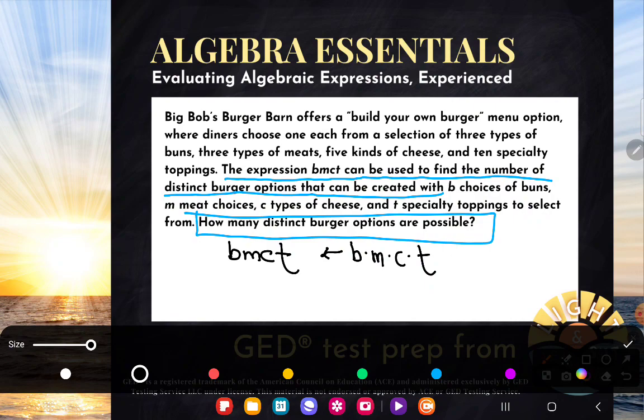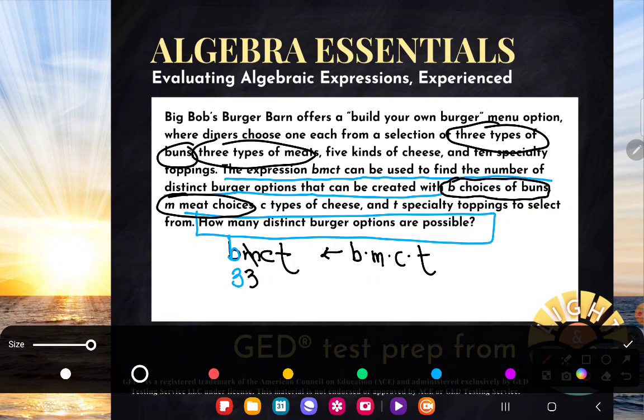Take a look back at what they told you what B was. They said B meant choices of buns. And they told you about choices of buns. You guys, there's 3 types of buns. That means B is not a mystery. B is a 3. Okay. So, but what about M, Kate? Well, M's not a mystery either. They told you what M meant. M was your meat choices. And look, 3 types of meats. M is also a 3.